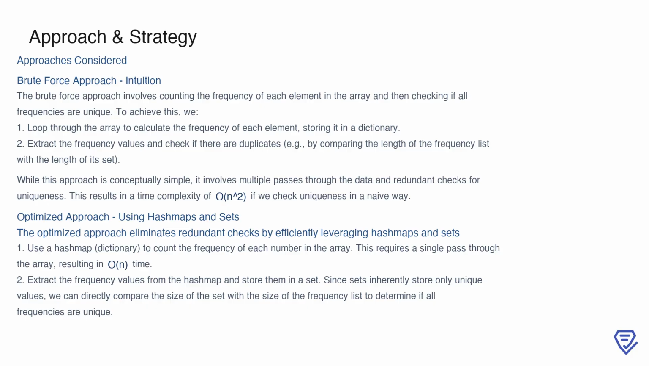However, this approach is not very efficient. It involves multiple passes through the data and redundant operations, especially when checking for uniqueness in a naive way. As a result, this leads to a time complexity of n squared, making it impractical for larger datasets.